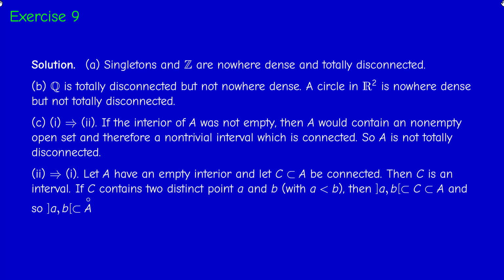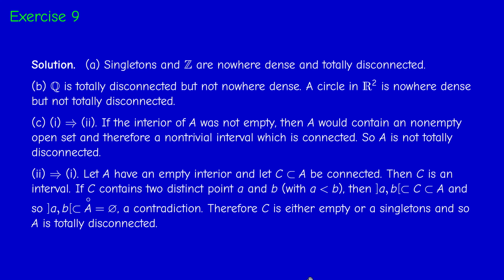So what does it mean? If C contains two distinct points a and b, then since C is an interval, the open interval (a, b) is contained in C, and it's contained in A. So if the open interval (a, b) is contained in A, then it is contained in the interior of A, because the interior is the biggest open set contained in A. But the interior of A is empty, so this is a contradiction. So C cannot contain more than one point. Okay, so either zero points or one point.